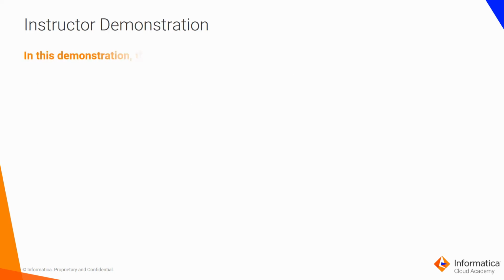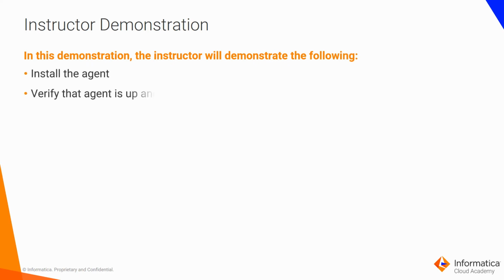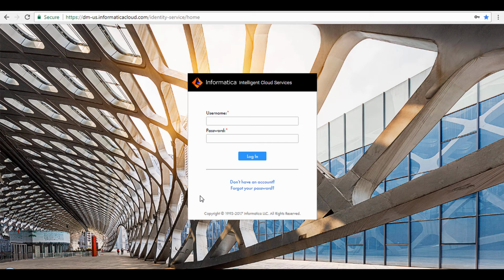I will now demonstrate how to install the agent, verify that the agent is up and running, and rename the agent within your Informatica Cloud org. In this demo, we will install the Informatica Cloud Secure Agent on the local machine.